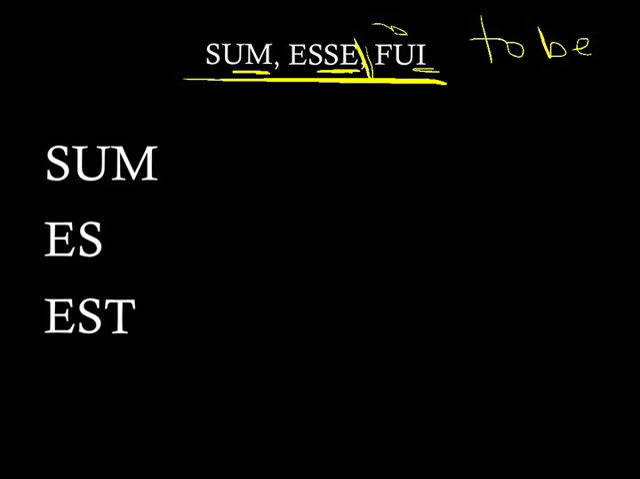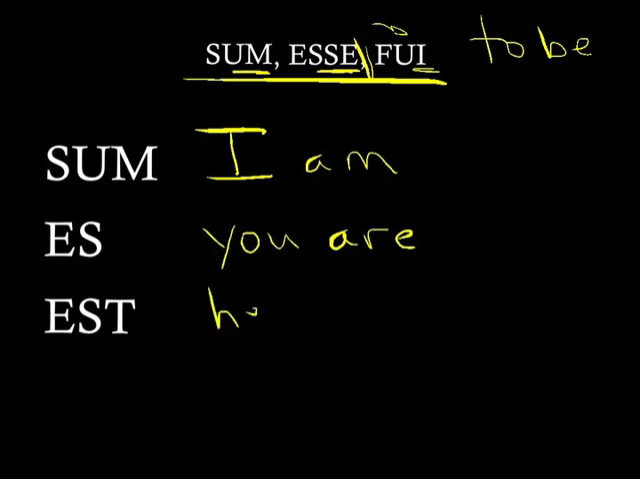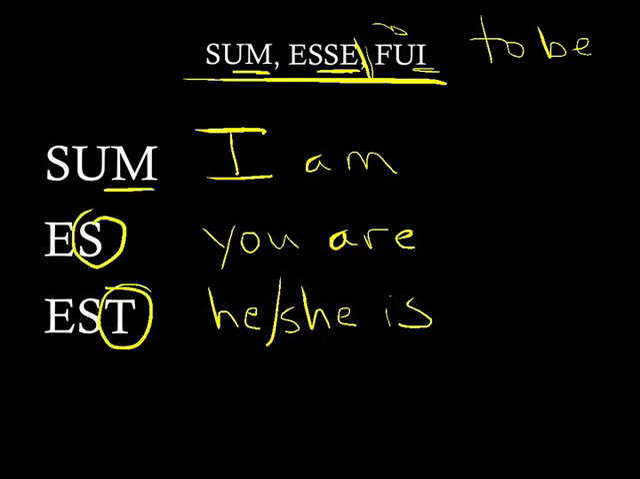So you do need to know that sum is I am, es is you are, and est is he, she, or it is. Again, the endings, the T and the S are the same. You're going to find that M is very often an alternative ending to O, so that'll become more and more easy for you to recognize. But sum, es, est: I am, you are, he is.